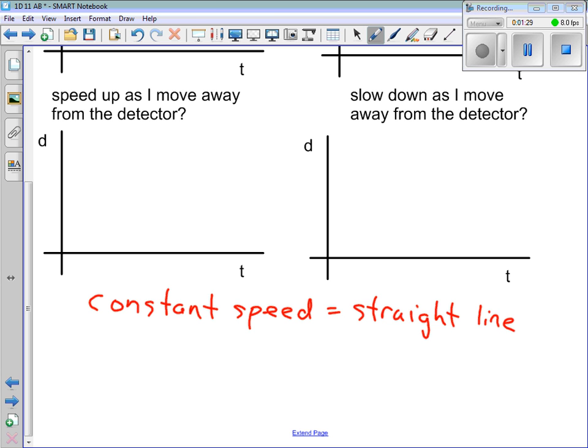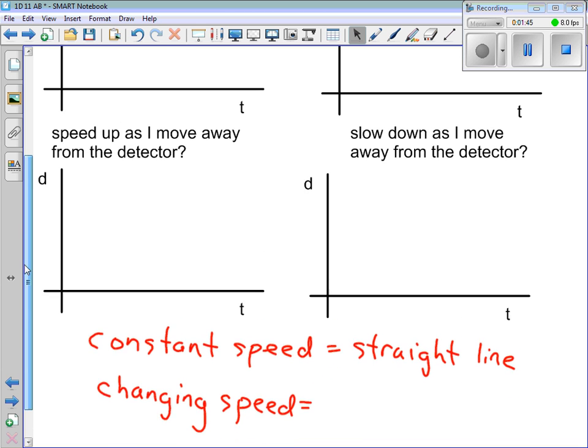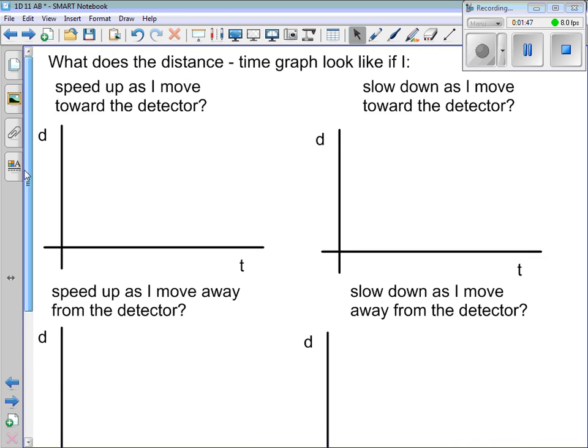What happens if you are speeding up or slowing down? Okay, that's what we're talking about here. So what we have there is a changing speed. And the way we want to think about these is we can think about a changing speed as a series of little sections on our graph where we go from one constant speed to another.